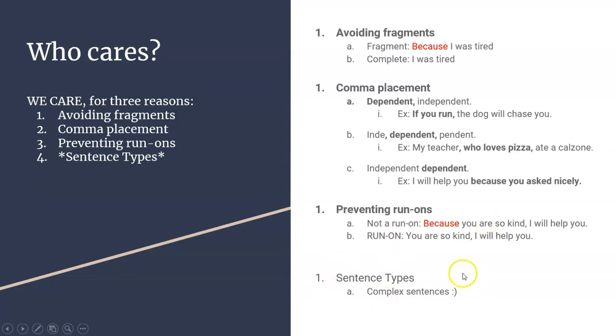Finally, knowing clauses helps you with sentence types. If your professor has ever asked you to vary your sentences, or you feel like your writing just doesn't have good rhythm, knowing how to vary your clauses and connect them correctly will help you to develop better, more rhythmic sentences. Most of the sentences that I have showed you in this video are complex sentences. That means you have an independent clause linked to a dependent clause, like in this example.